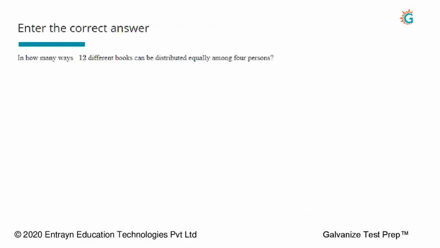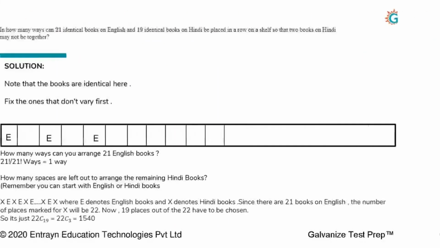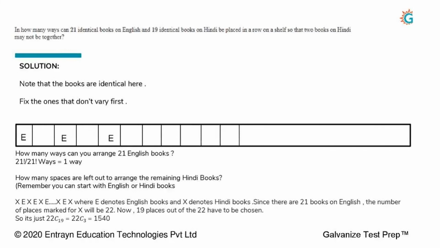In how many ways 12 different books can be distributed equally among 4 persons? This is a very, very simple problem. If there were 3 identical English books, then you divide, it would be 21 factorial by 3 factorial. Only 3 identical English books, the rest of it, others were not identical. Then the previous question, you will have to do it as 21 factorial by 3 factorial. That would be the answer here. That will be the total number of different arrangements of the English books. Got it? So the answer would be 21 factorial by 3 factorial times 22C19.